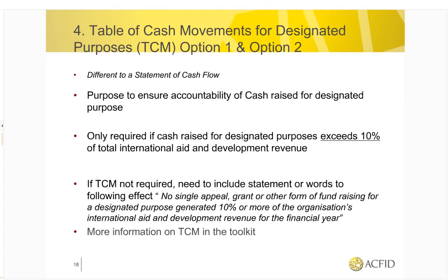The other document that's required is a table of cash movements for designated purposes. That is required where you have some fundraising or raising some cash for a purpose, whether it's a program or a project or an appeal, that generates 10% or more of the organisation's international aid and development revenue for the financial year. So if you don't have one of those, you don't have to do a table of cash movements for designated purposes. But what you do need to do is a note that says that you didn't have a single appeal or grant or other form of fundraising that meets that 10% threshold. And there's some words to that extent up on the slide.